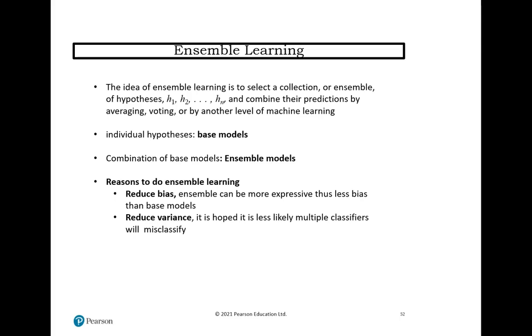So the idea of ensemble learning is to select a collection, or essentially an ensemble in French, of hypotheses h1 through hn and combine their predictions, either by taking the average or by taking a vote if we're doing classification, or by any other level of machine learning. So we can actually train a machine learning model to take the output from all these regressions and give us one final output if we're not happy about taking the average or taking a straight vote.